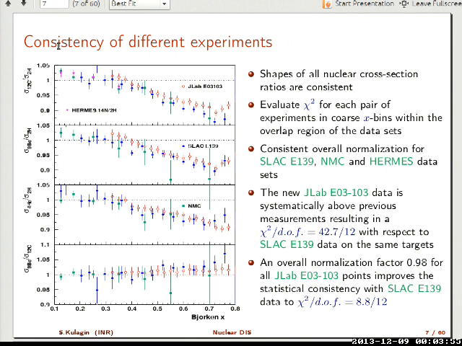But the normalization error is not shown here. So I'm not saying this is a problem of the data. This is just what is published. The central point is not fully consistent with SLAC data, but the slopes are consistent.